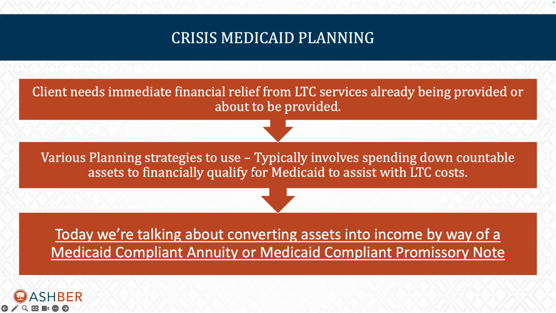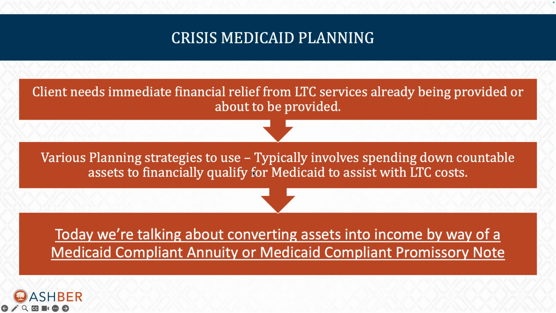All right, so we have one slide here dedicated to crisis planning. Basically, crisis planning is a situation where an individual is in immediate need of financial relief from long-term care services, typically nursing home level services, but we do see assisted living cases as well from time to time. In addition to that, we have various planning strategies used to help spend down some of those assets and protect some of those assets while accelerating the Medicaid eligibility process.